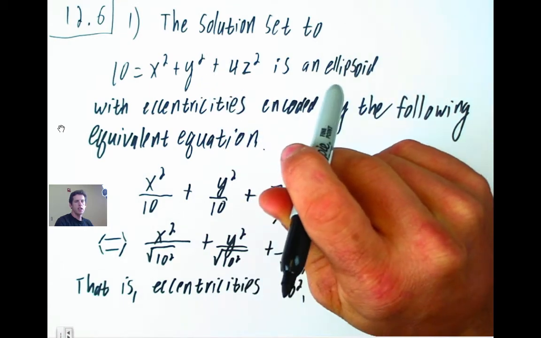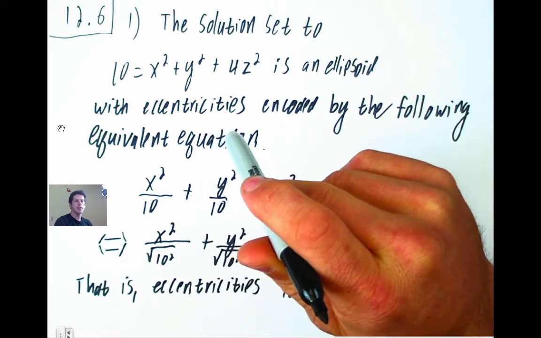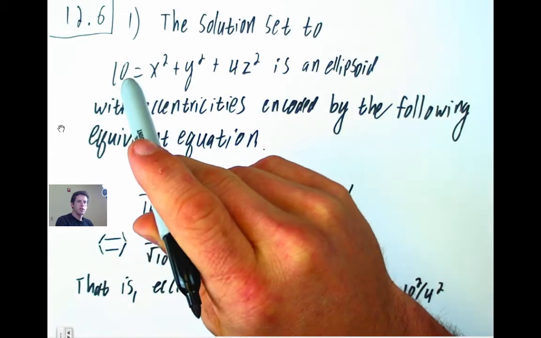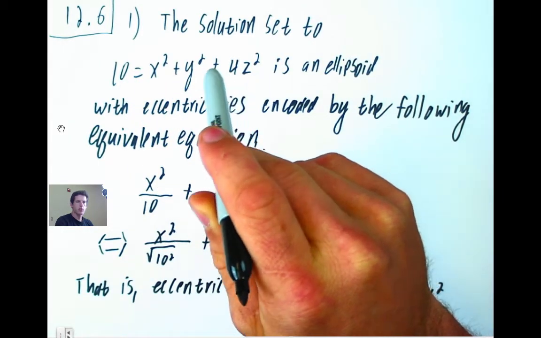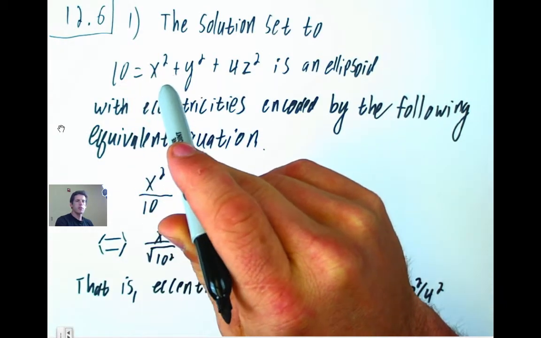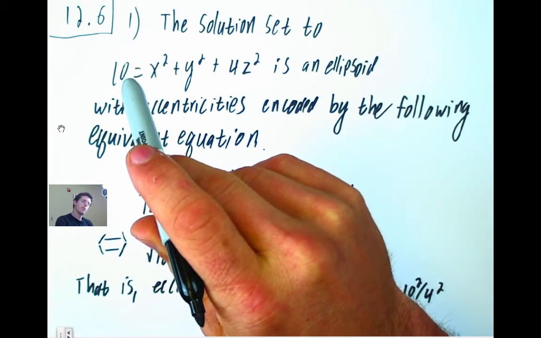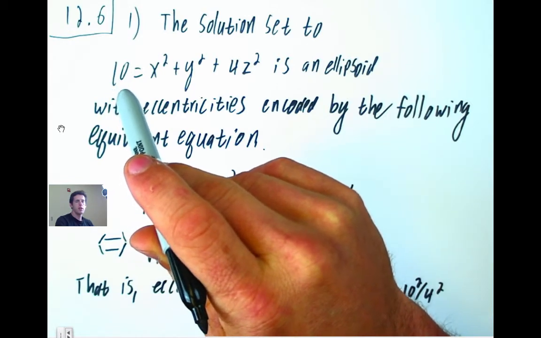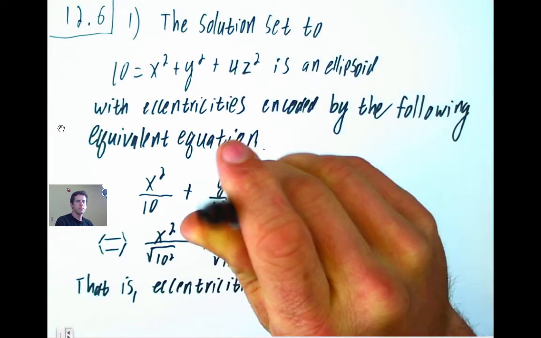I'm going to say it's an ellipsoid with the eccentricities encoded by the following equation. Now, you could ask, how did I know that it was an ellipsoid? I know it's an ellipsoid simply because there's an x squared term, a y squared term, and a z squared term, and the coefficients of all those guys are positive. And when you're determining the shapes, only the signs of those coefficients of x squared, y squared, and z squared are important. Also, make sure that that guy over there is positive. That's all you need.